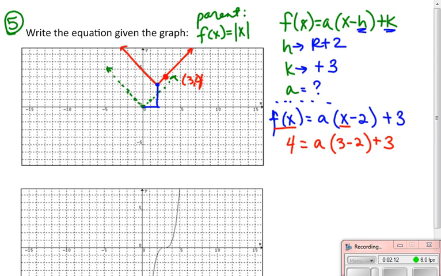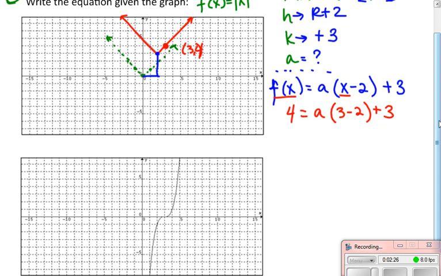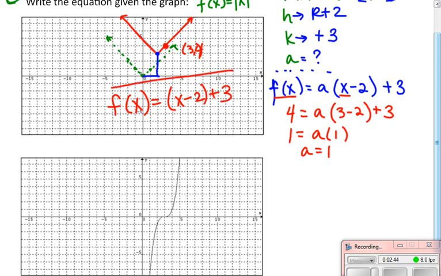Because I have to see if the rate of growth of my new graph in the red has changed from my parent. And remember, that's the a value. I know a should be positive because I'm still opening up. So if I go ahead and solve this little algebra problem, subtract 3, 3 minus 2 is 1, a is 1. So I don't have any change in my growth. So my function's graph is f of x is equal to the absolute value of x minus 2, plus 3. That equation represents that picture.